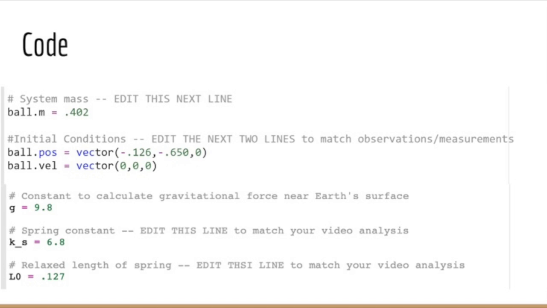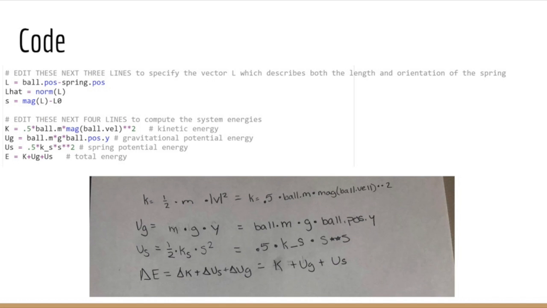I knew the mass to be 0.402 grams, the initial position to be negative 0.126, negative 0.650 meters, and the initial velocity to be 0. Also, I used the gravitational constant of 9.8 meters per second squared, the spring constant we found to be 6.8, and the relaxed length of the spring was 0.123 meters. From there, I defined my L to be the ball's position minus the spring's position, L hat to be the normal of that L, and S to be the magnitude of L minus L naught.